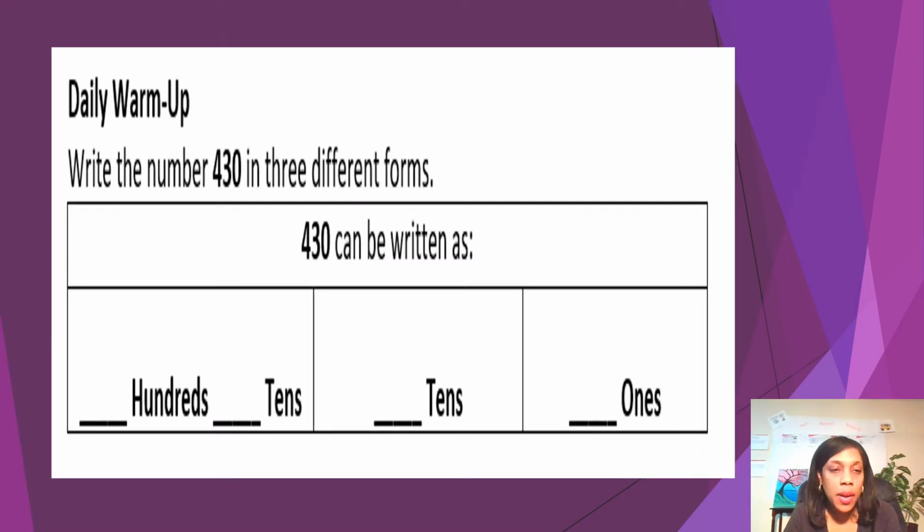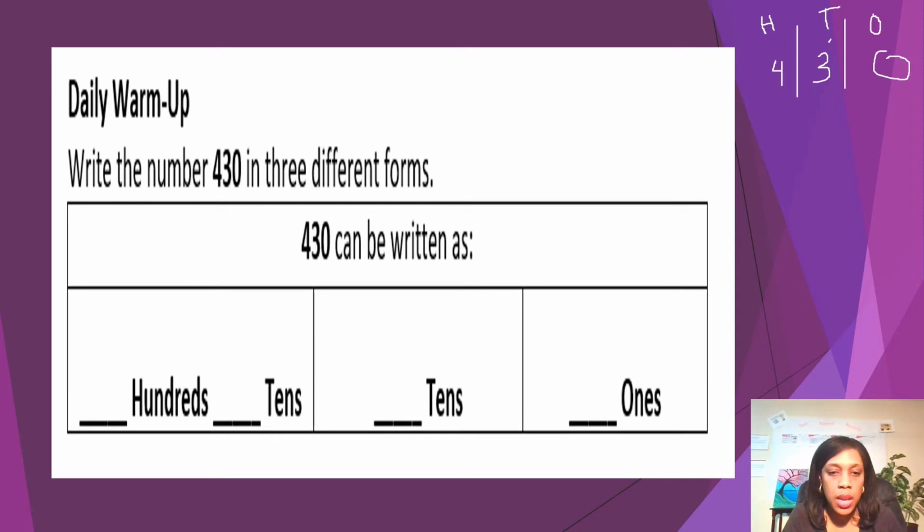Daily warm-up. Write the number 430 in 3 ways. So, first thing I would do is make a place value chart. So on the side of my paper here, or this slide, I'm going to make a place value chart. And I'm going to have my hundreds, my tens, and my ones. When I have my hundreds, tens, and ones, I have 4 hundreds, 3 tens, and 0 ones.